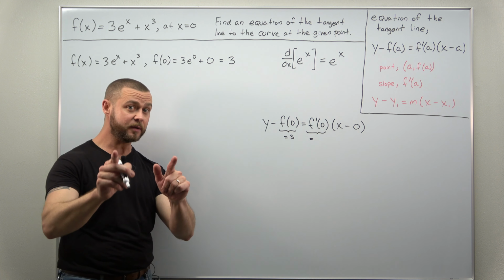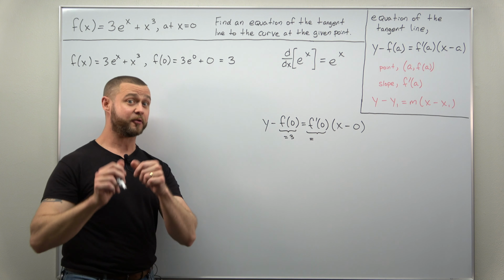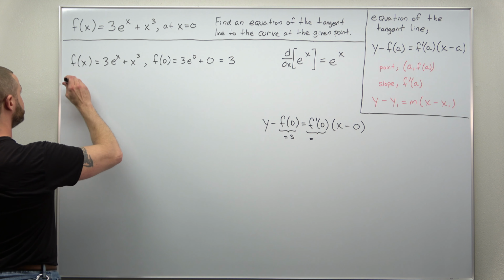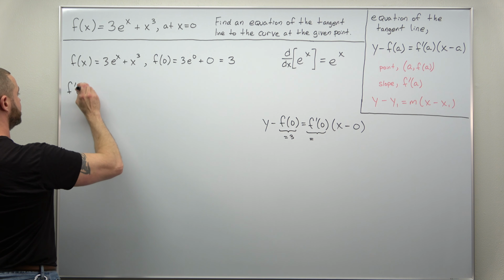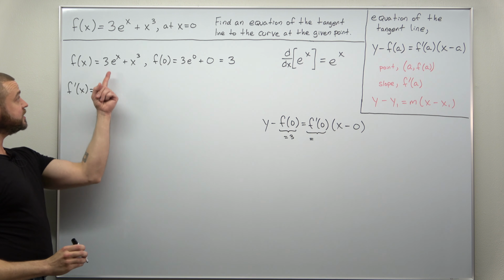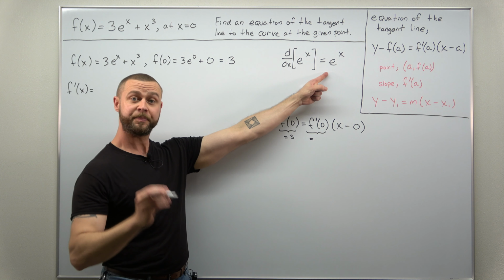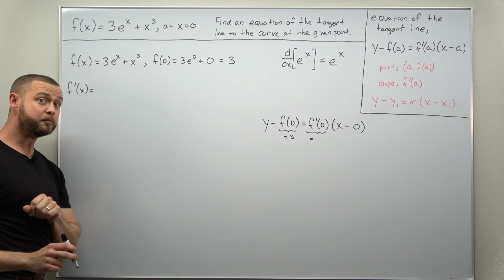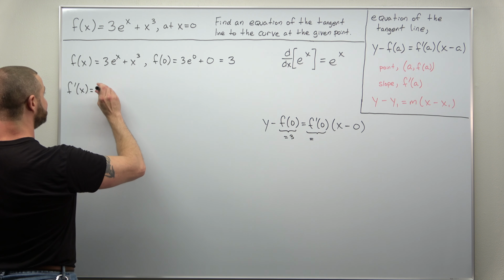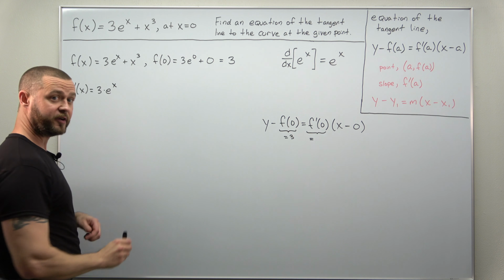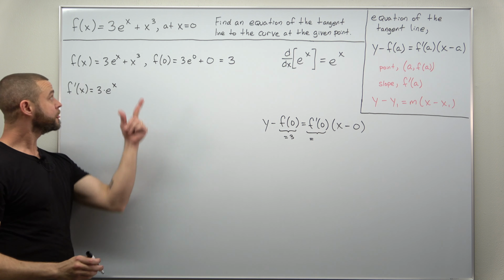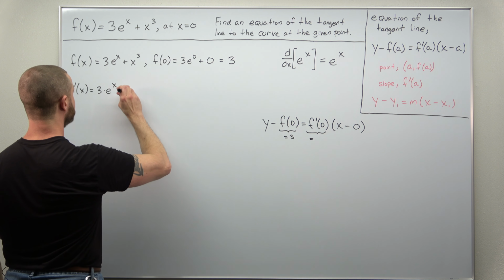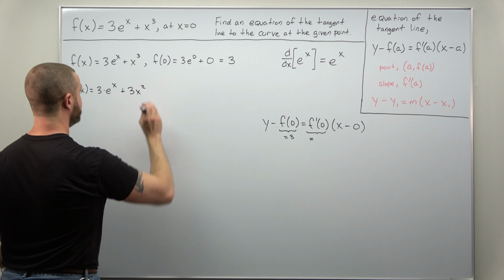And again, we're not using the limit definition anymore, but rather our differentiation rules. All right, so there's our function. Let's calculate the derivative. So f prime of x. And here we just need to recall that the derivative of e to the x is itself. So differentiate the first term. 3 is a constant multiple. So we're going to get that as 3 times the derivative of e to the x, which is e to the x. And if we differentiate x cubed using the power rule, that comes out to 3x squared.